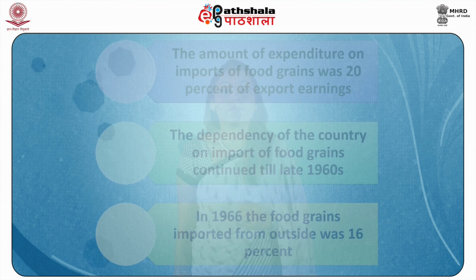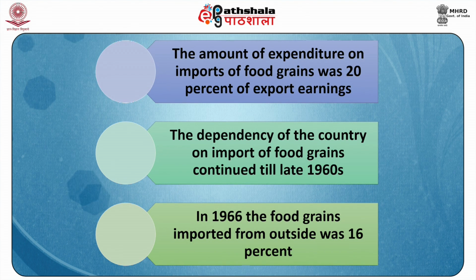The net availability of food grains was 52.4 million tons in 1950-51. 9% of this net availability of food grains was imported from outside. The amount of expenditure on imports of food grains was 20% of export earnings. The dependency of the country on import of food grains continued till the late 1960s.